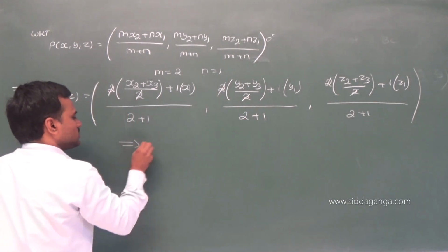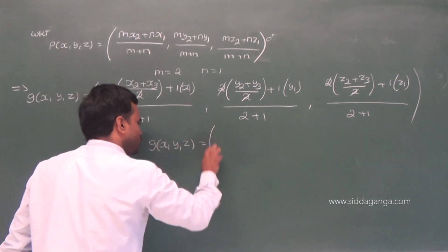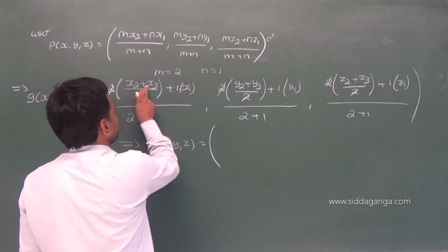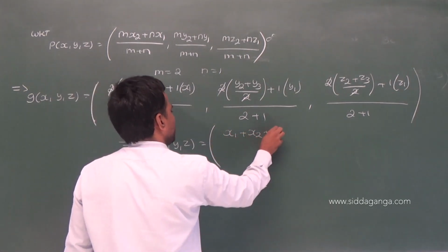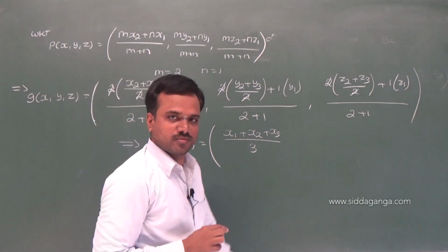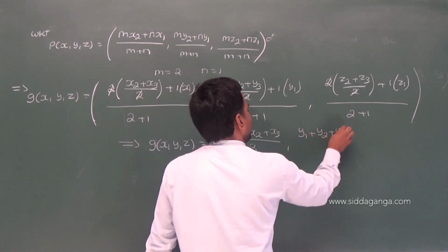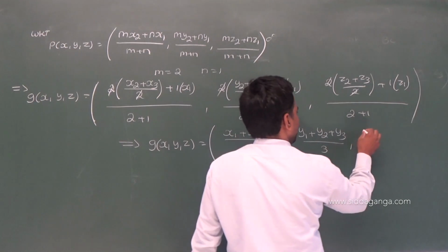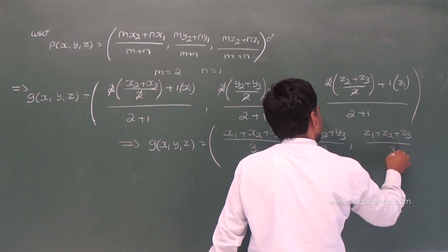Centroid G of x comma y comma z is equal to, observe here, x2 plus x3 plus x1, which I write as x1 plus x2 plus x3 divided by 2 plus 1, which is 3. The x coordinate is over. Similarly, the y coordinate is y1 plus y2 plus y3 divided by 3. The z coordinate is z1 plus z2 plus z3 divided by 3.